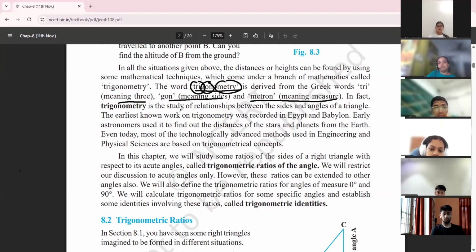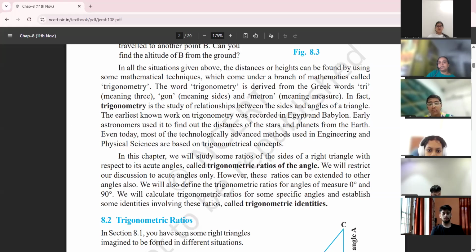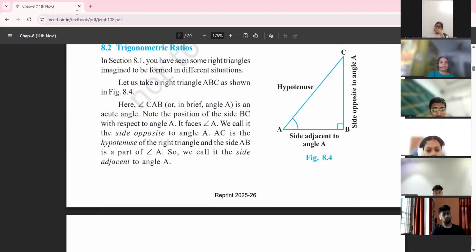It is the study of the relationship between sides and angles of a triangle. Understood, बच्चे? Clear? When was it recorded earliest? Egypt and Babylon. बस इससे ज्यादा डेप्थ की जरूरत नहीं है. Now we need to understand trigonometric ratios of angles to find out sides. Okay, so to begin with, I will start this session with a question.